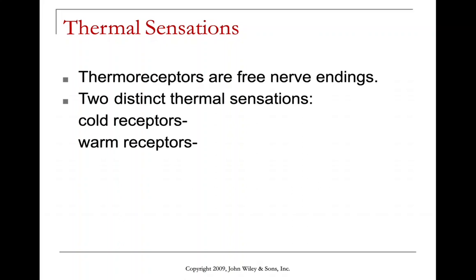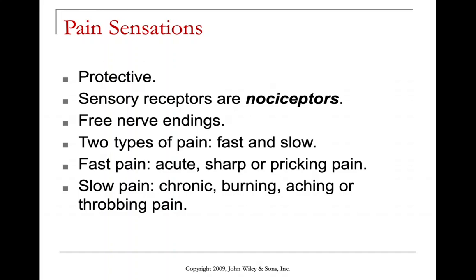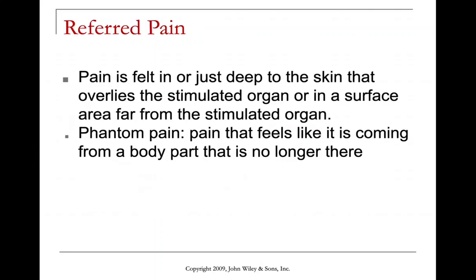So thermoreceptors, they're going to pick up two distinct thermal sensations, warm or cold. Pain sensations, these are going to involve nociceptors. Pain is protective. It's to try and stop you from injuring yourself. There's two types, fast and slow. Fast pain is your acute, sharp, prickling pain. Slow pain is more of the chronic burning, aching, or throbbing pain.